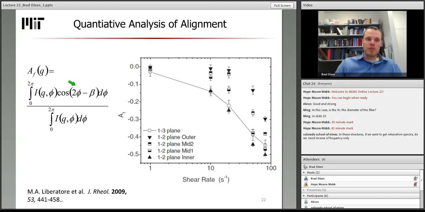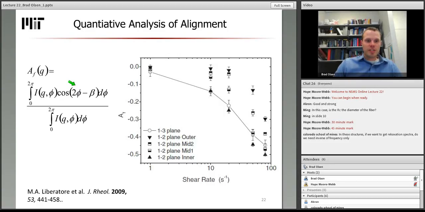And you use 2 phi here because the material should be symmetric with respect to 180 degree rotation. Right? Essentially the worm-like micelle has no head or tail. It's an aligned object, but since both of the ends should be the same, then the molecule is symmetric with respect to a 180 degree flip in the flow field. And so this is why I use the 2 phi.